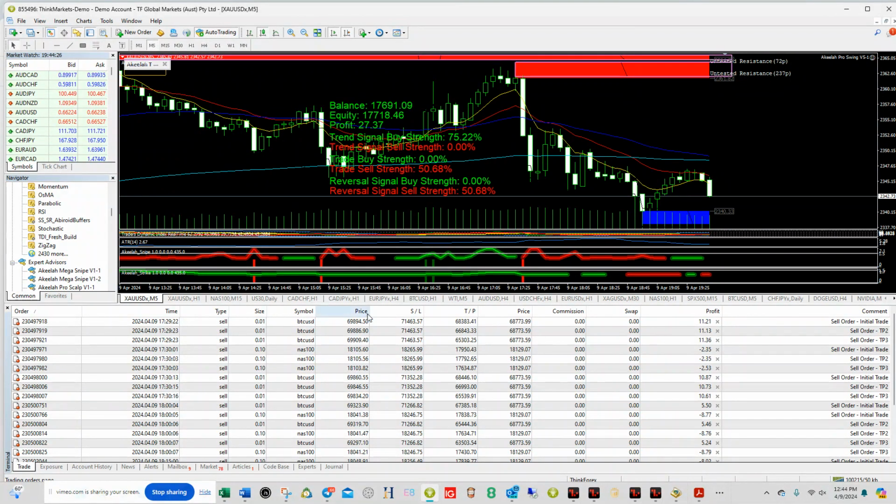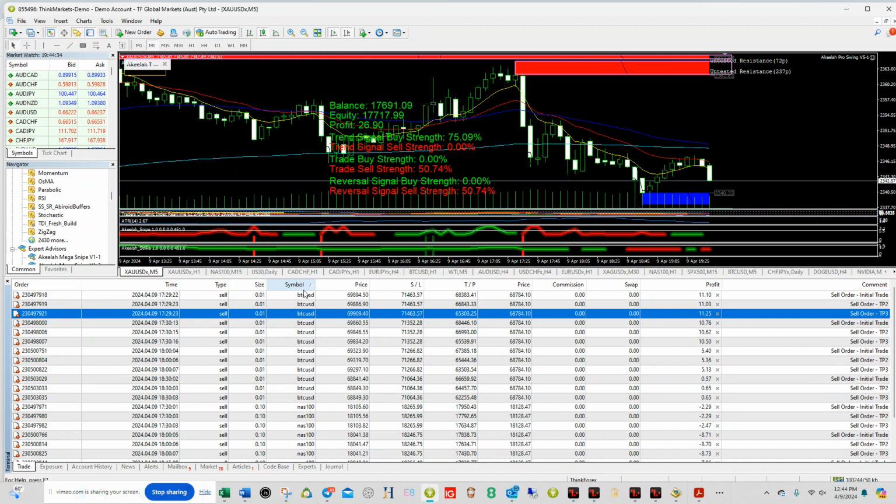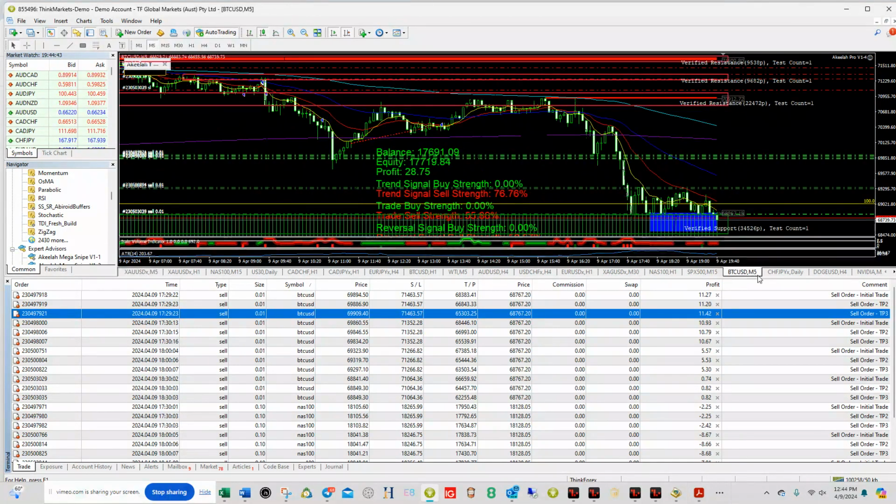Right now, we're in a couple of live trades. Let's look and see what the system is doing right now. Let me sort these by the symbol. So we're trading Bitcoin right now. Looks like we're in a couple of sales on Bitcoin. Let's jump over and look at that one.